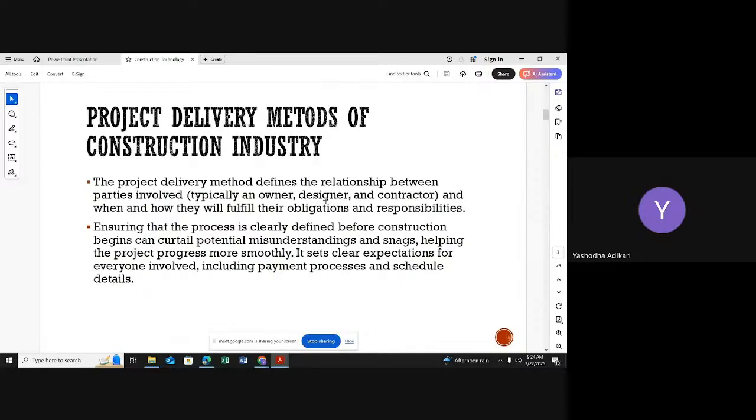By studying this part, we can learn about how the owner, designer, and contractor are joining with the project. That's a simple idea, right?